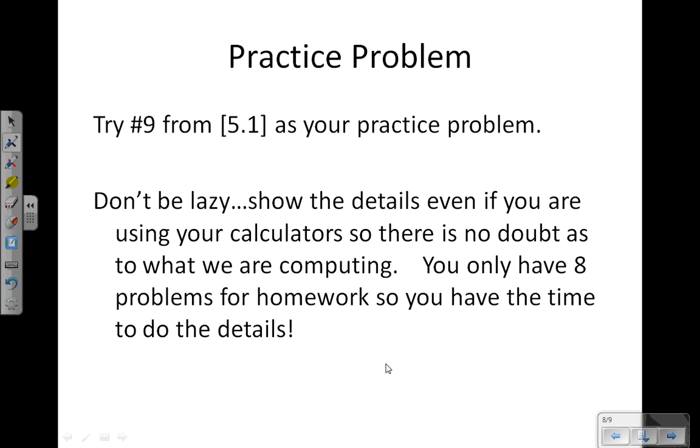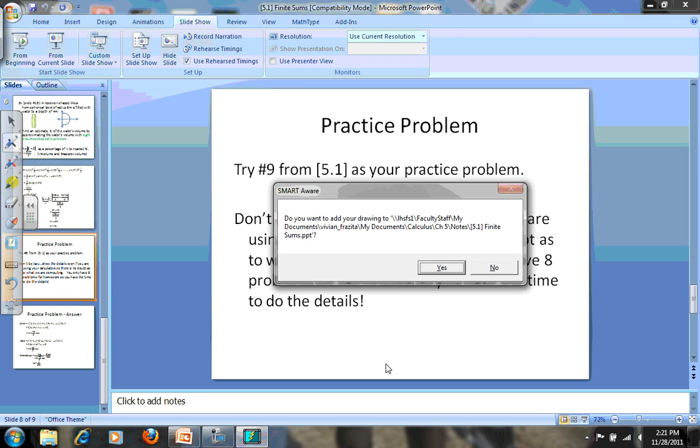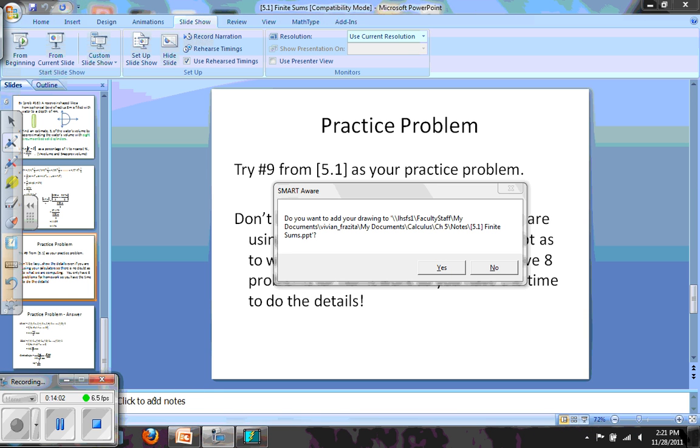Okay, so we've reached the point where you try one for yourself. So this practice problem, you want to pause here, and then I have one more slide where I show you the answer. So go ahead and hit pause, and once you're done working it out, go ahead and play it again.